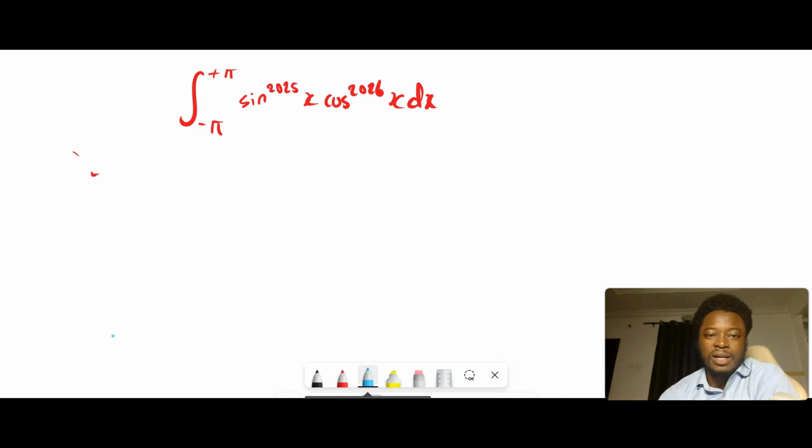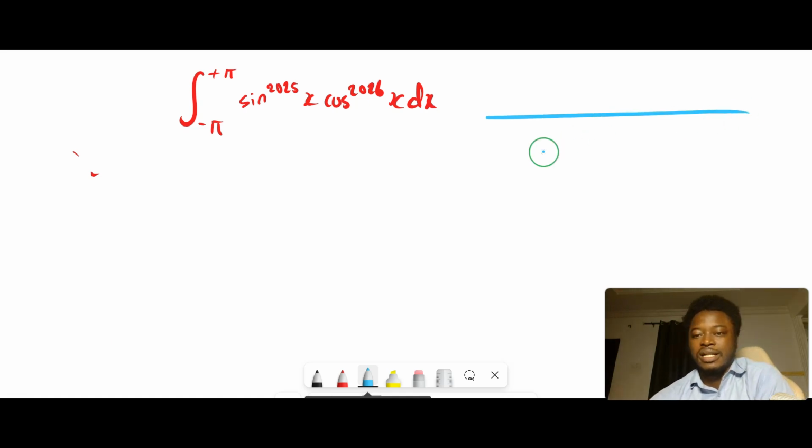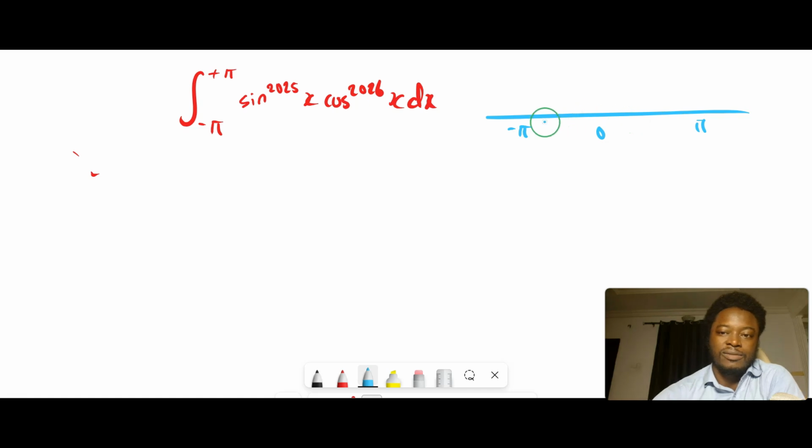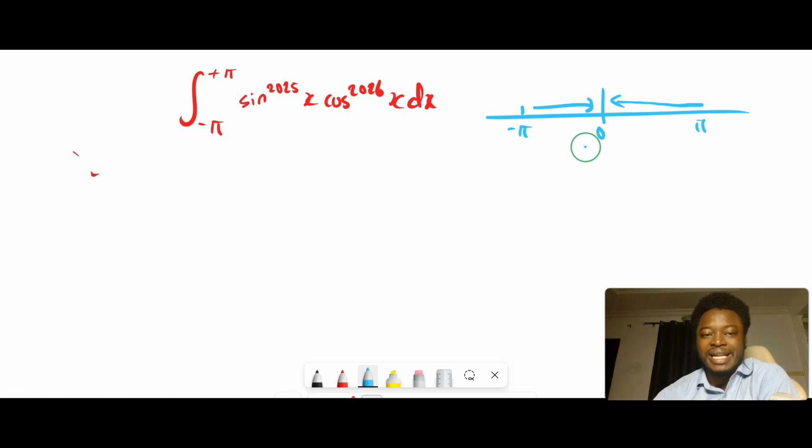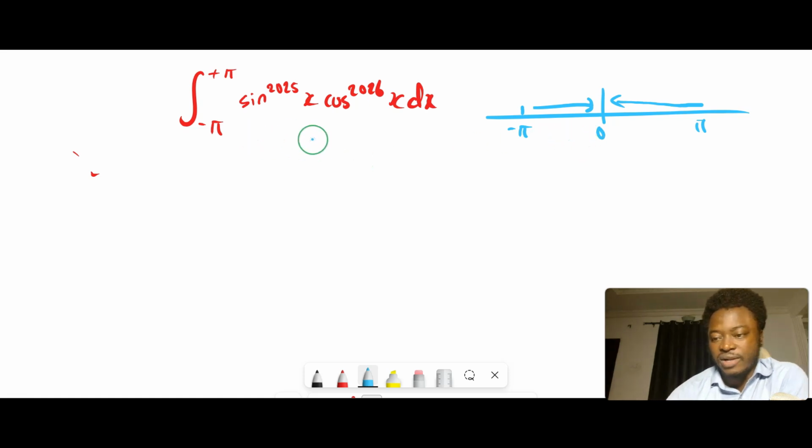Well, to begin, notice that the interval is symmetric. It's symmetric in the sense that if you have a negative pi, then you have a 0 and then you have a pi. So these are the cases whereby we see the interval is symmetric, because the distance from the negative to the 0 equals the distance from the positive to the 0 part. So here we have a case of a symmetric interval. And in the case of a symmetric interval, what happens?